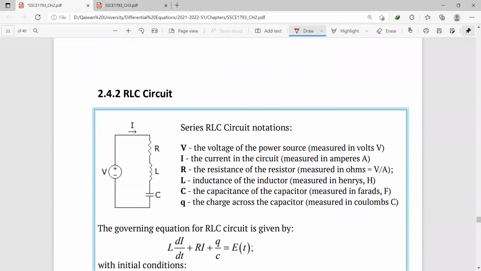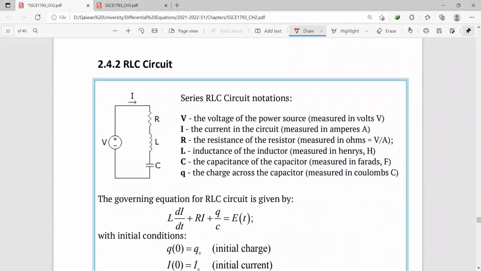We now have another application of the second order linear non-homogeneous differential equation. It is an RL circuit, an RLC circuit actually.